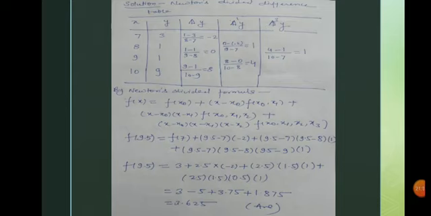Now from this table we are going to put all the values of f(x0), x minus x0, f(x0, x1) and so on. Then f(9.5) equal to 3 minus 5 plus 3.75 plus 1.875, which equals 3.625, which is the required solution of this problem.